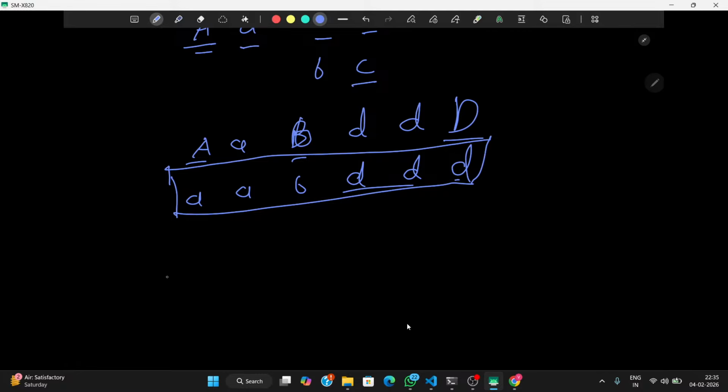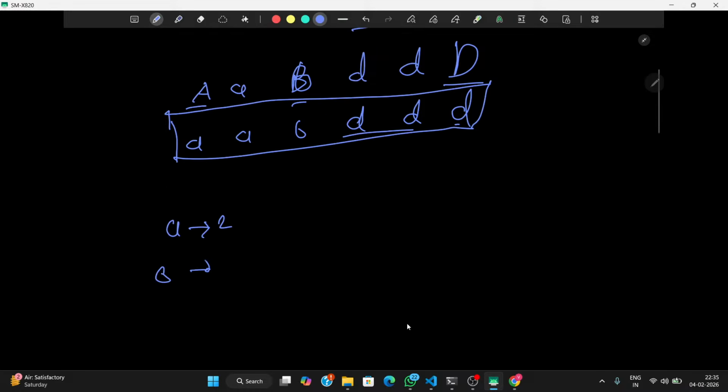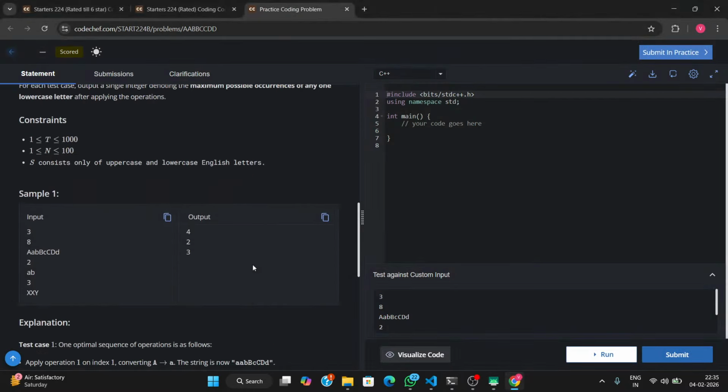So we will first of all simply count the frequency of all the lowercase English letters. For A, the frequency is 2 here. For B, the frequency is 1 here. For D, the frequency is 3. For C, frequency is 0. And for all other lowercase letters, the frequency is 0. So if we were not allowed to perform operation 2, then the answer would be simply D. The answer would be simply 3 here.